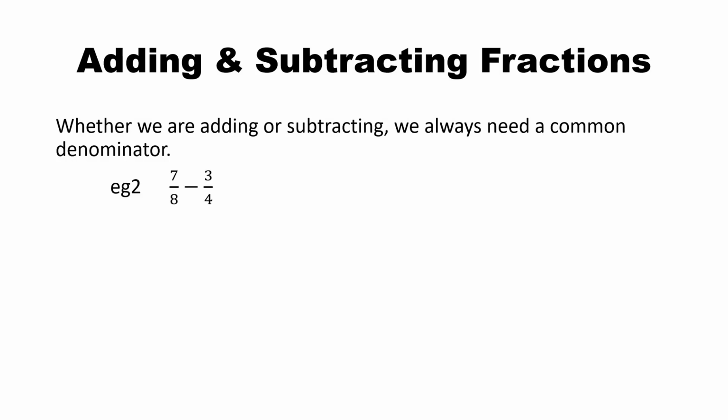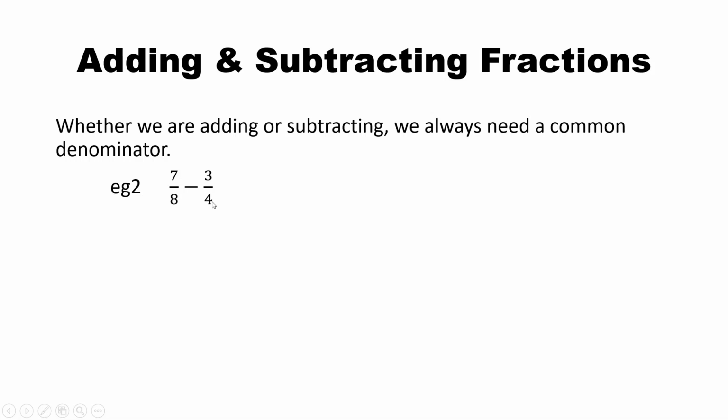So in this example, 7/8 minus 3/4, I want to get a common denominator, so a common multiple of 8 and 4. I know my 8's timetables are 8, 16, 24, and so on. I know my 4's timetables are 4, 8. 8 is in the 4's timetable. So I don't need to change this denominator at all. I'll just multiply the 4 by 2 to get 8.